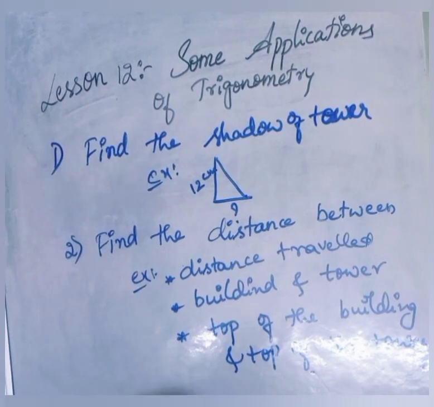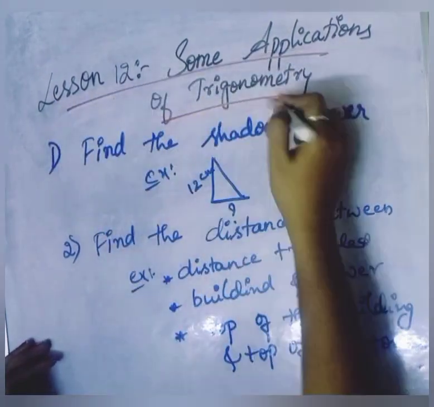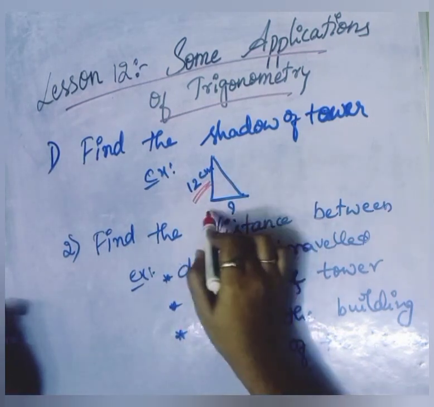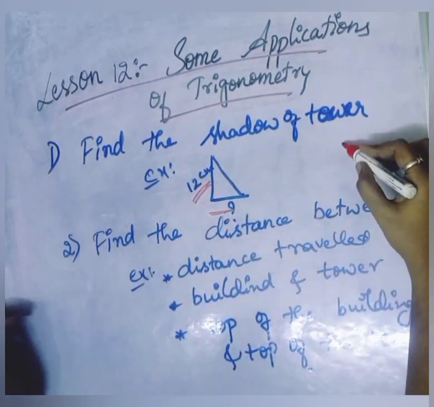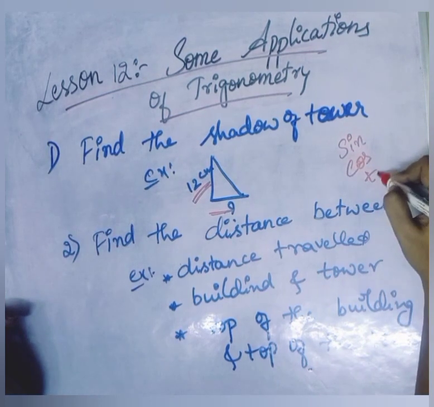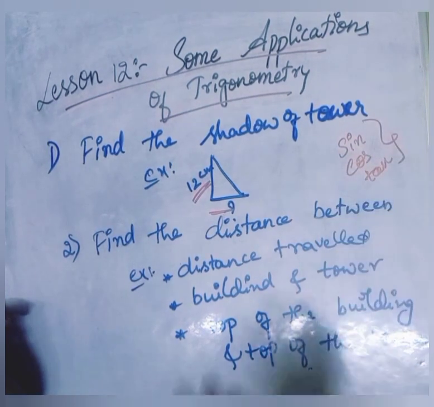Lesson number 12, some applications of trigonometry. In that they will be given, find the shadow of the tower, or what is the height of the tower. You need to find out this. That means most probably in this lesson we will use sine, cos or tan formulas only.